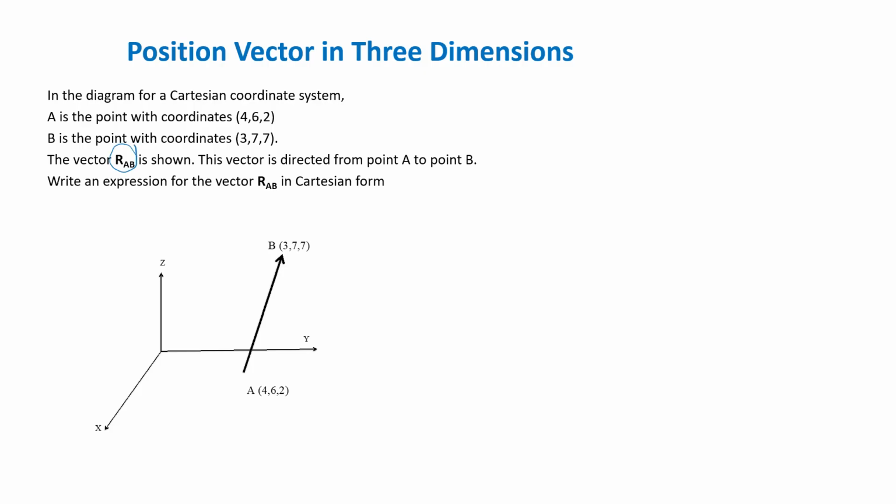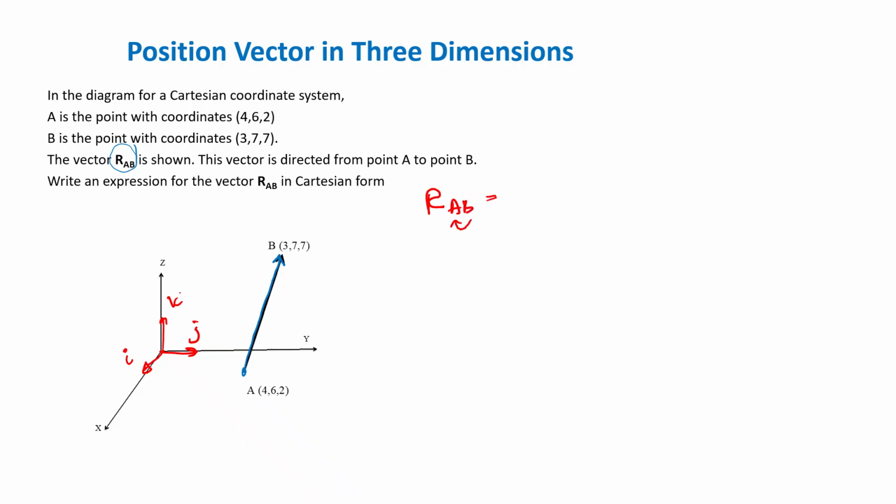We should know how to write this vector starting from A and going to B. Writing a vector means you write it with unit vectors. In the x direction you have unit vector i. i means it has the direction of x, but the magnitude is 1. In the y direction you have j, and in the z direction you have k. So when you say AB, you need to do B minus A.